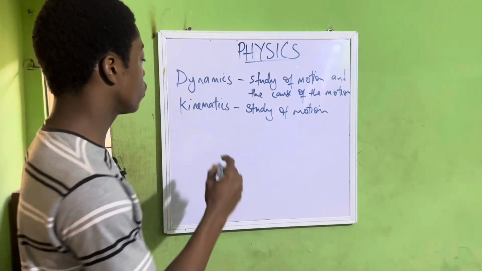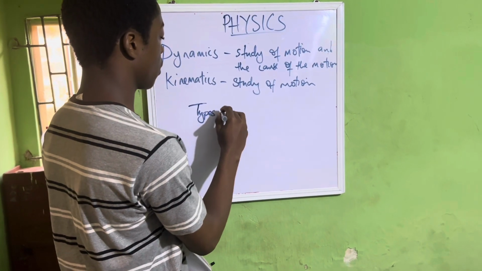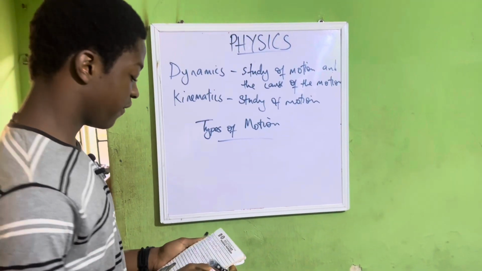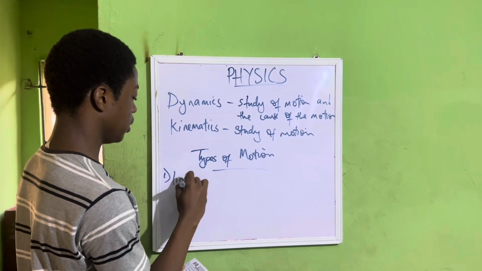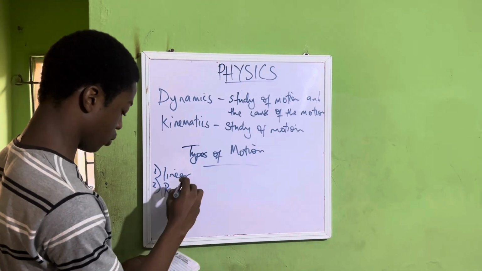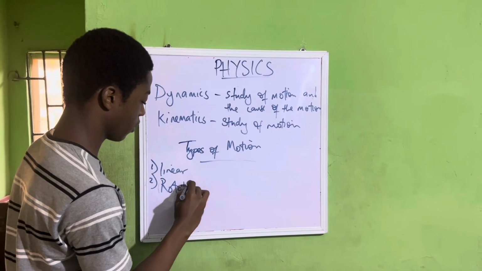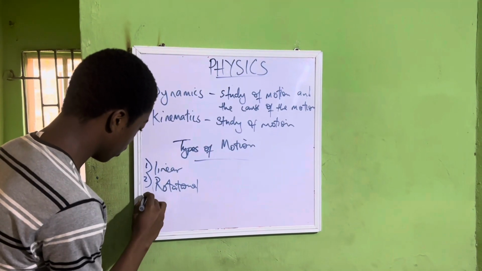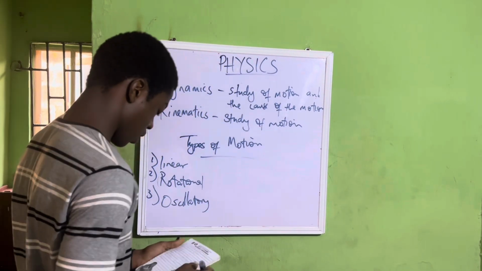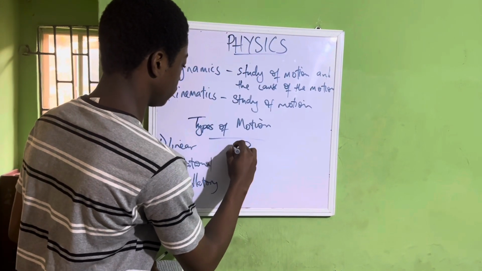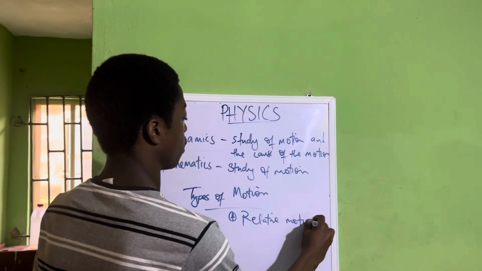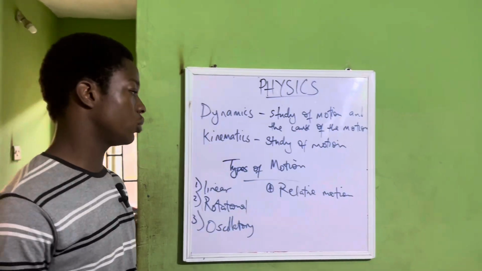I don't know. So now moving to types of motion, we have different types of motion, but the basic ones are what I'll be explaining. We have linear motion, rotatory motion or rotational motion, oscillatory motion, and relative motion. So we'll explain these basic types of motion, and talk about others later.